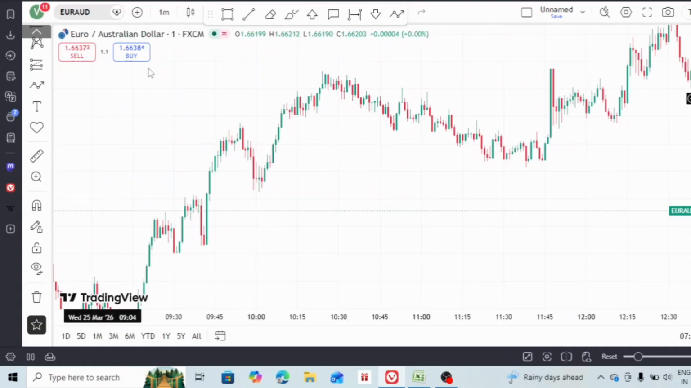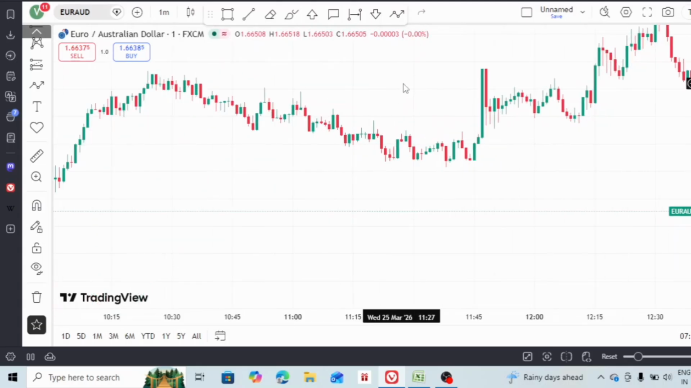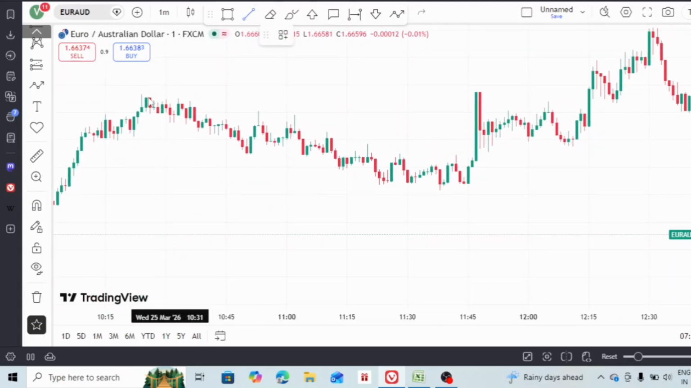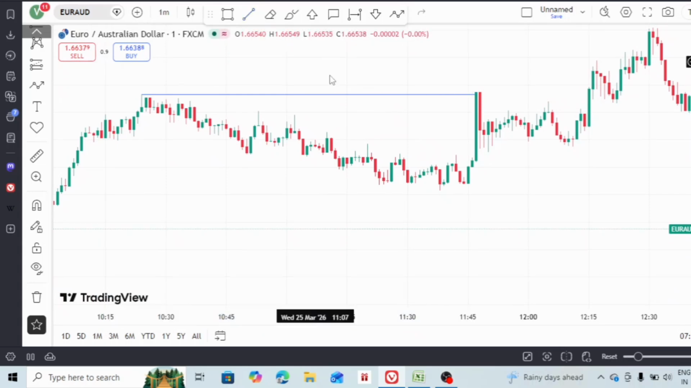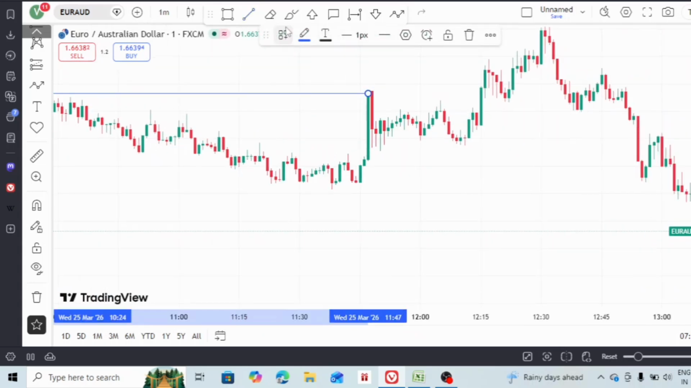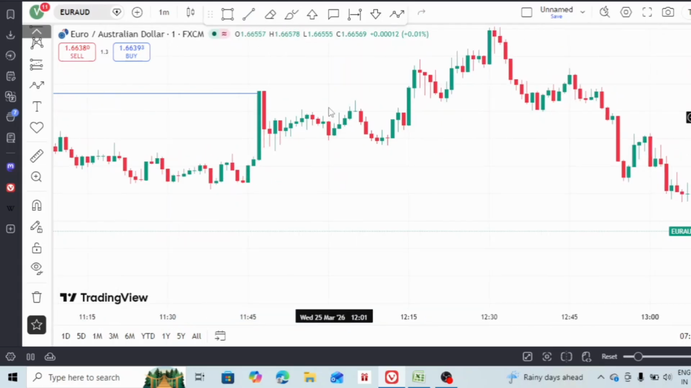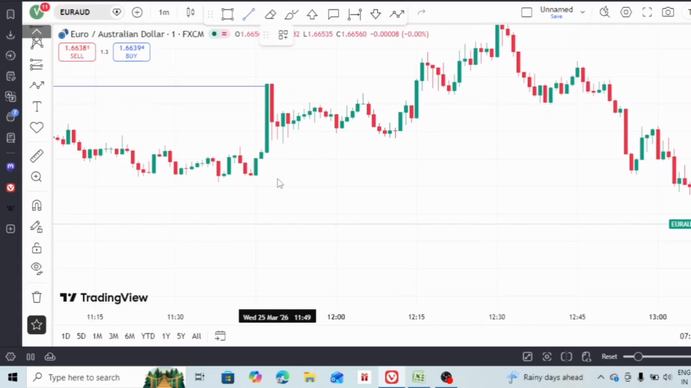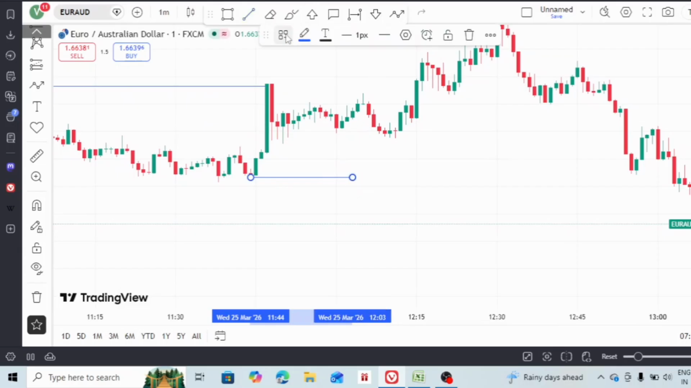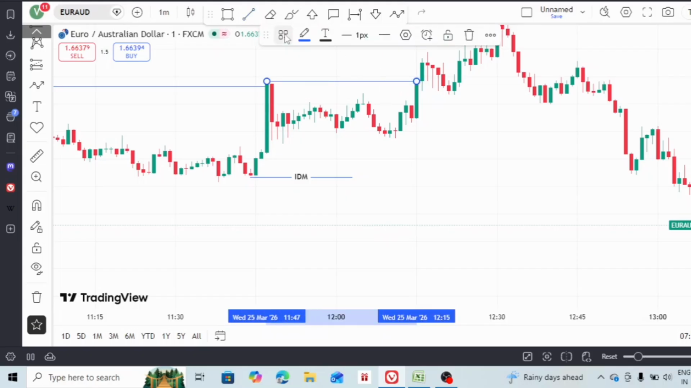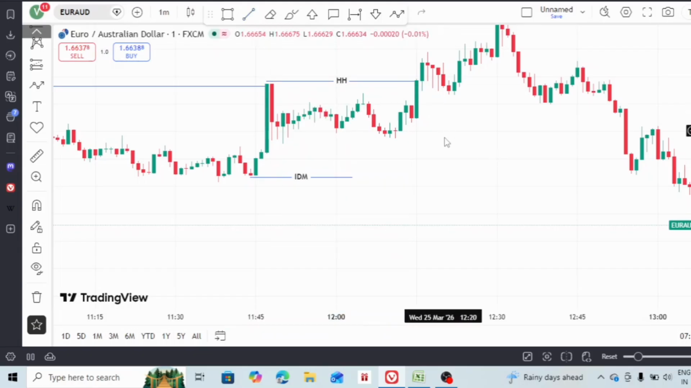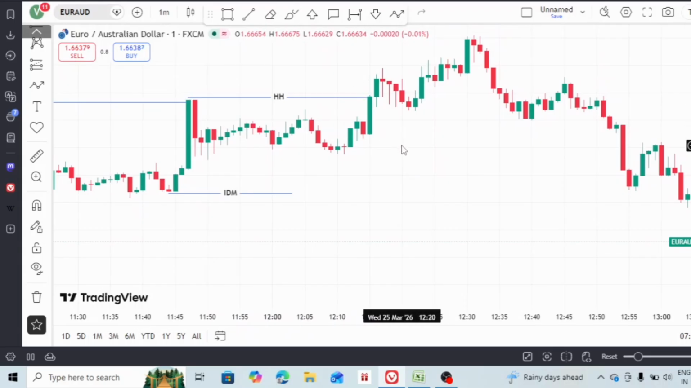Okay, so let me show you another example so that you have a clear understanding. We can take the highest point here as the higher high. So where will be our inducement? Our inducement will be here, because this is the first pullback. So this will be the inducement, and then this is the highest point. Inducement did not mitigate it, so this is our higher high. It has break with the body, so higher high has been confirmed.